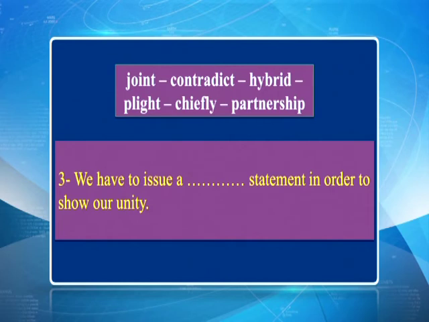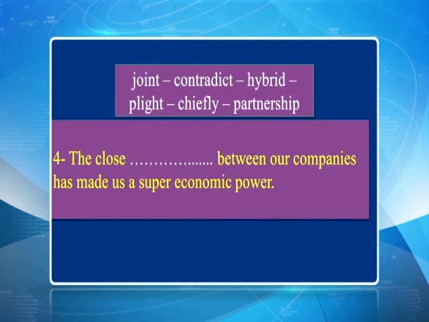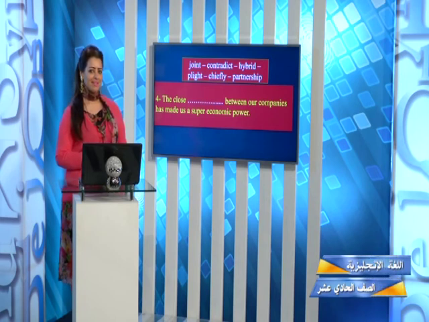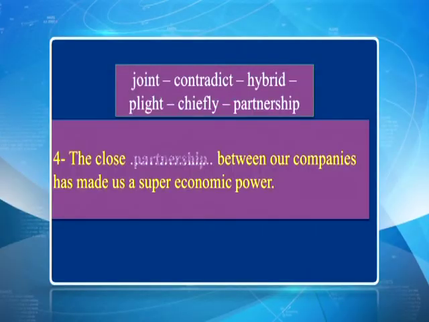Now, number 3, we have to issue a blank statement in order to show our unity. Which word? Have a look at the words. It is joint. We have to issue a joint statement in order to show our unity. Our final sentence is, the blank between our companies has made us a super economic power. Look at the words. Do they fit in the sentence? Which one do you think? Partnership. Partnership is the correct answer.